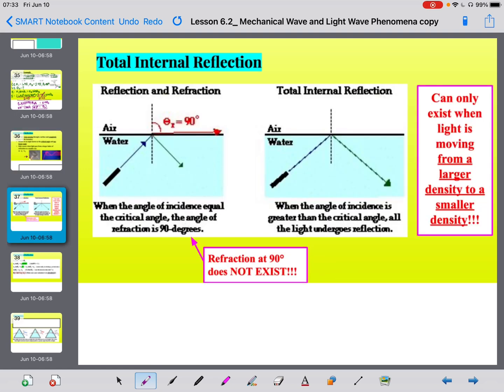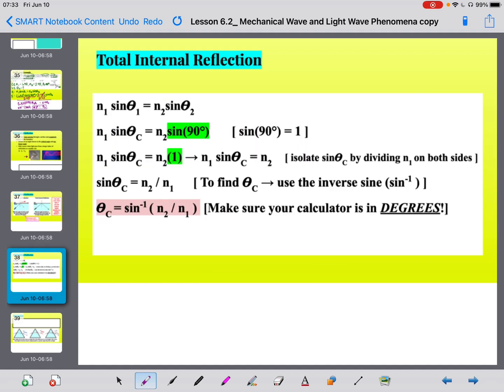Okay, so reflection and refraction. Refraction does not exist at 90 degrees, so that'll never ever happen. So when the angle of incidence equals the critical angle, the angle of refraction is 90. Obviously, we just said this, refraction is not occurring at that point. However, when the angle of incidence is greater than the critical angle, all light undergoes reflection, right? So this is only going to exist when light is moving from a larger density to a smaller density material, okay?